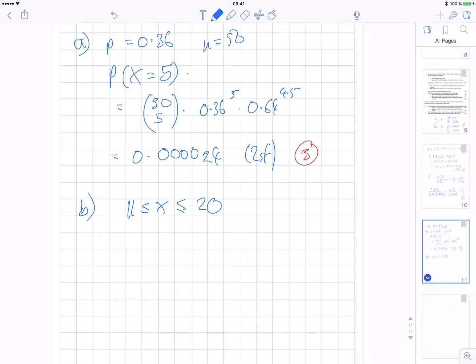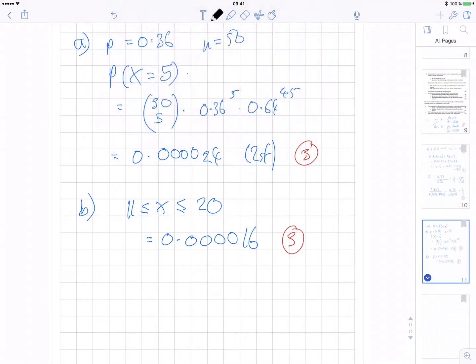Very quickly, I'm going to use the binom CDF function for everything. So binom CDF, menu 5 E, number of trials 50, probability of success is still 0.36. Lower bound is 11, upper bound is 19. And that's equal to 0.00016. Again, 3 marks.